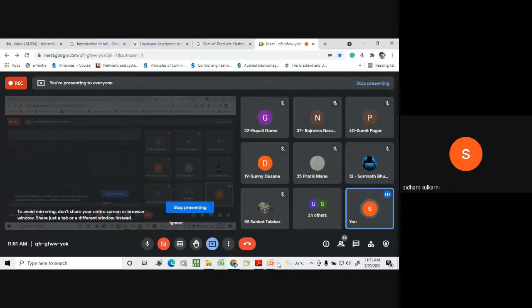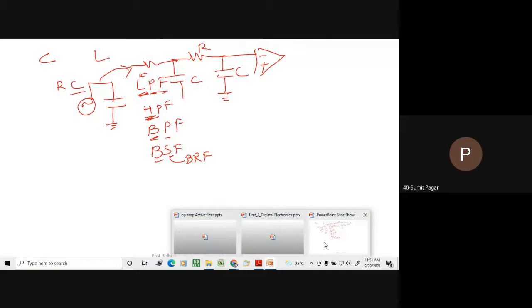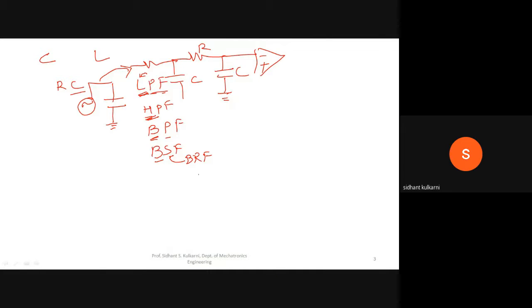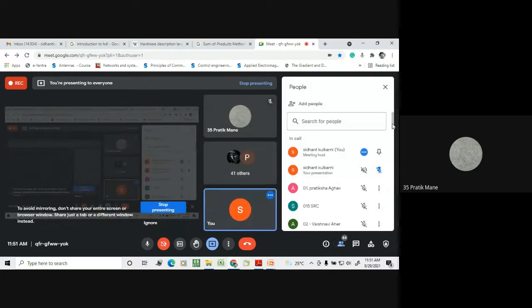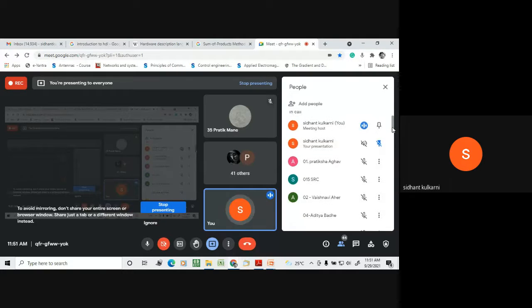I hope this is clear. Is my screen visible? Yes, sir. Okay, Sumit Pagar, am I audible to you? Yes, sir. Okay, what is the difference between active filter and passive filter? Pratik Mane, am I audible? Yes, sir. Okay, what is the difference between active filter and passive filter?